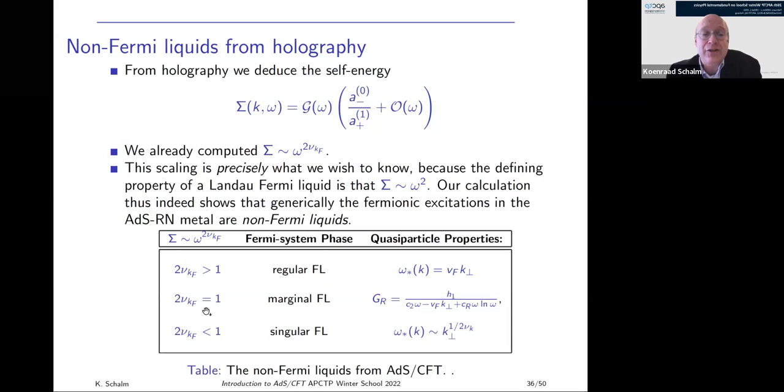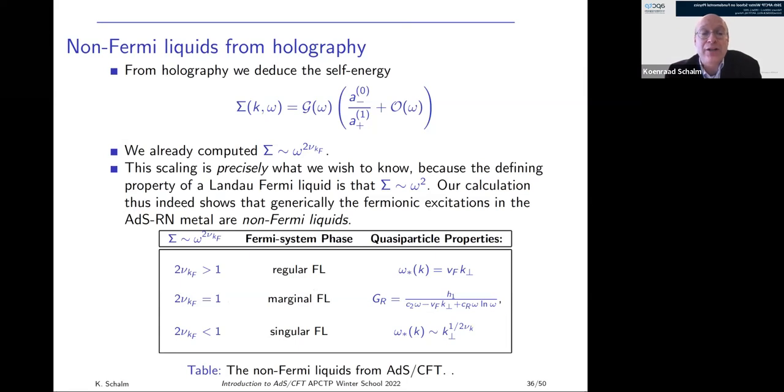But in particular, if I choose 2 nu k_F equal to 1, this is called a marginal Fermi liquid, which has an omega log omega self-energy. And this is an amazing discovery, because a marginal Fermi liquid was postulated purely on phenomenological reasons as one of the explanations for the strange metal behavior in some of these exotic materials like high-Tc superconductors. But here it follows from a computation and it's not simply postulated.